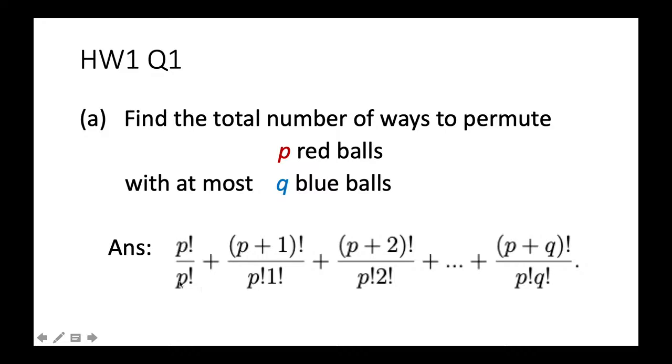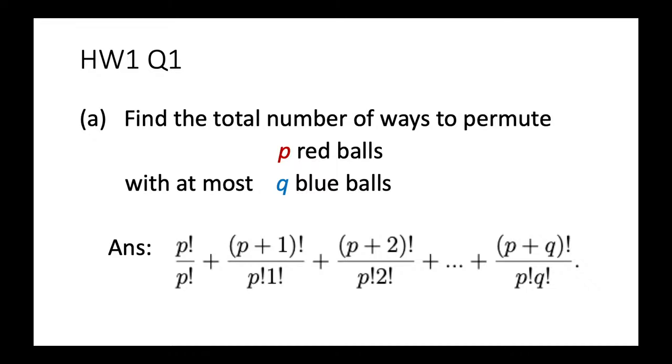This one is the number of ways with 0 blue balls. This is the number of ways with exactly 1 blue ball. This is the number of ways with exactly 2 blue balls, etc. We will see that all these cases are counting different ways. So we just add them up, and we don't need to worry that we are missing any case or double counting any case. Okay, so this is the way.